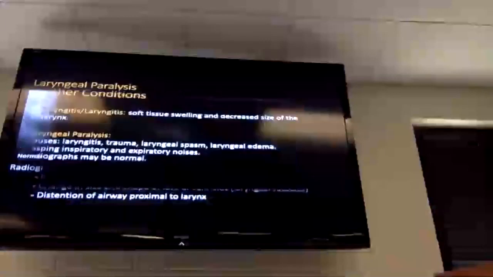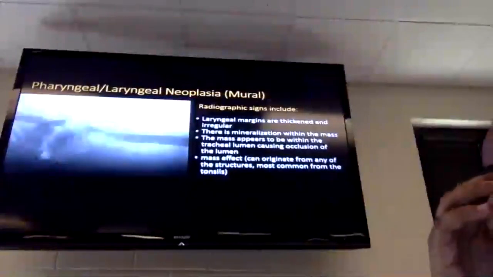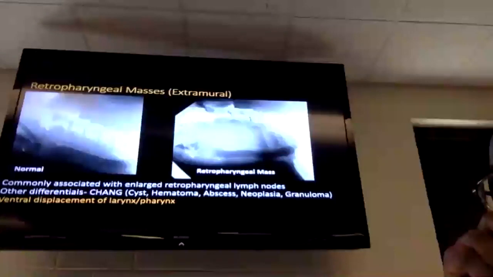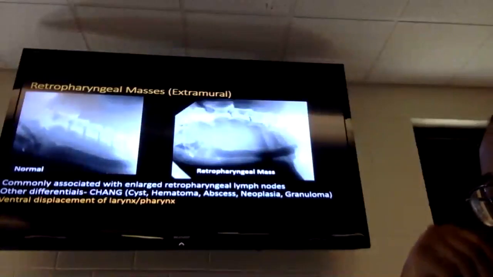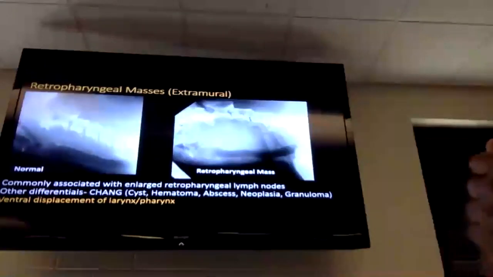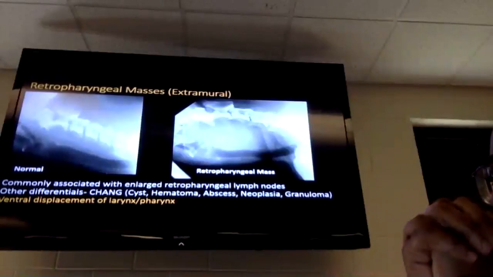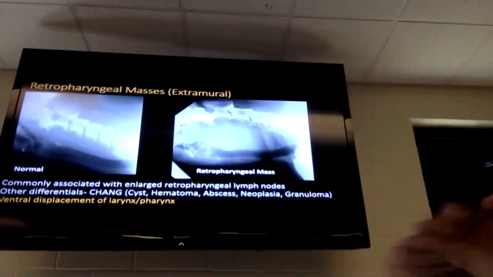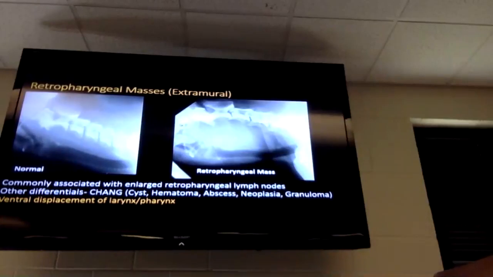So going back to the mass that was displacing the trachea ventrally. On a physical exam, you would palpate that mass. So are you just doing a radiograph to check the integrity of those structures? Absolutely, yes. So even though you can palpate the mass, we are just assessing how that mass is affecting the upper respiratory system, like how much is the lumen still open, or how far has it affected the upper respiratory tract? Good question.